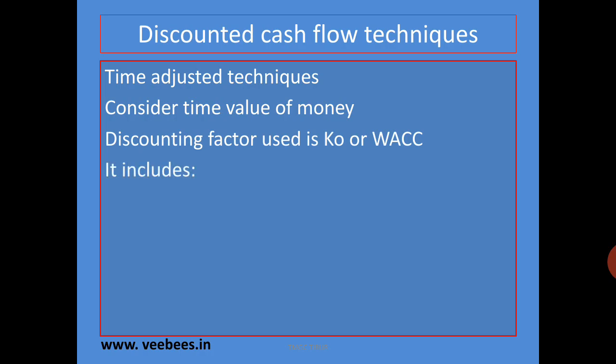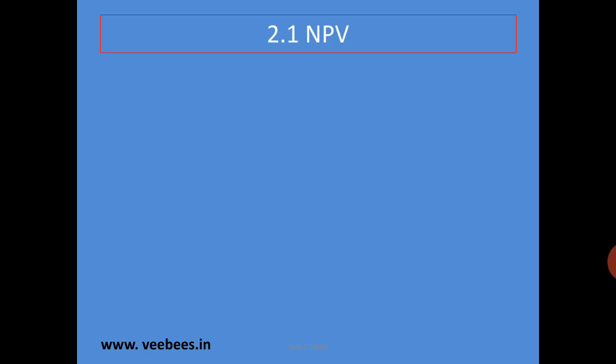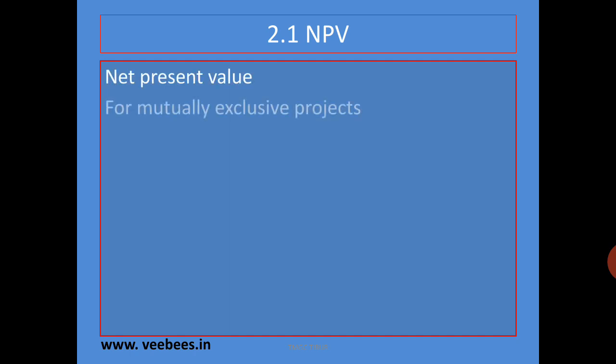The important discounted cash flow techniques include NPV, net present value, PI, profitability index or benefit cost ratio, internal rate of return, terminal value method, etc. Okay, we are proceeding to the first one, the NPV, net present value method. It is used for evaluating mutually exclusive projects. If there are two projects, one is to be accepted and the other rejected. In this case, generally we will use the technique NPV.